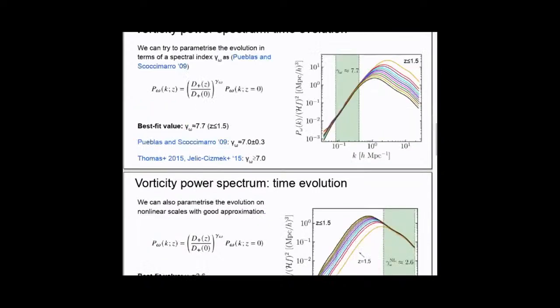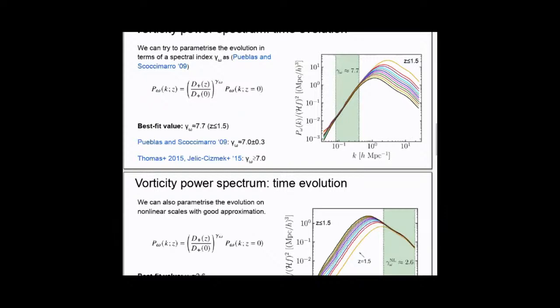Now, besides trying to parameterize the shape of the vorticity power spectrum, we can try to parameterize the evolution of the amplitude of this spectrum. For this, we can use this equation, which is given in Pueblas and Scoccimarro 2009. Basically, you use the linear growth factor to a power of gamma to evolve the amplitude from redshift zero to any other redshift, or the other way around.